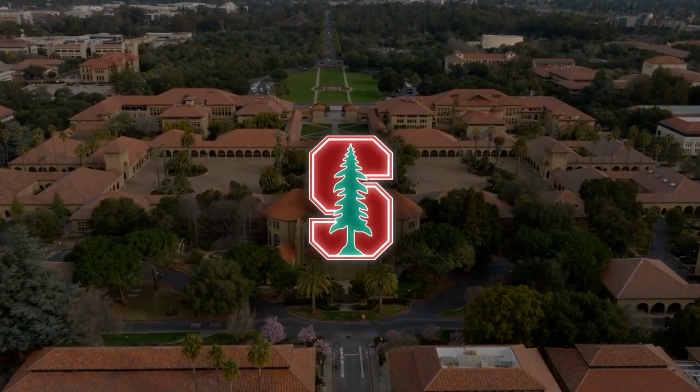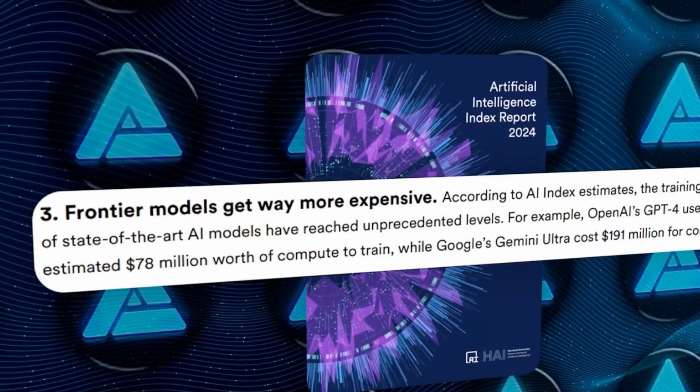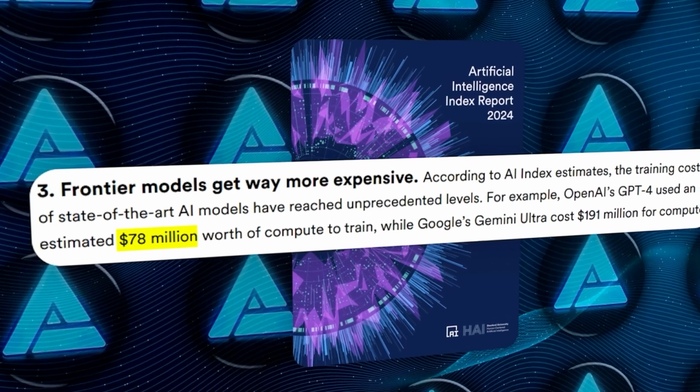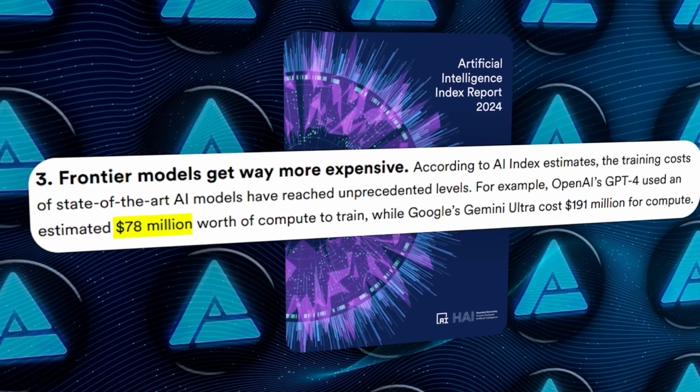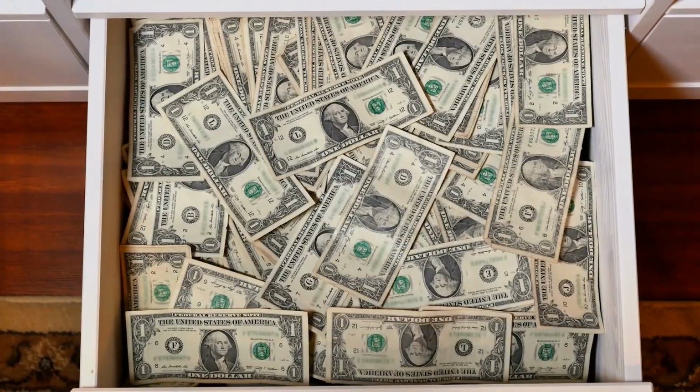But all this progress comes at a cost. Literally, training these AI models is incredibly expensive. The report mentions that GPT-4, which powers ChatGPT, reportedly costs $78 million to train, and Google's chatbot Gemini Ultra, $191 million. That's not pocket change, folks.